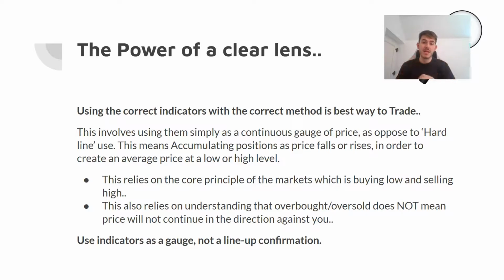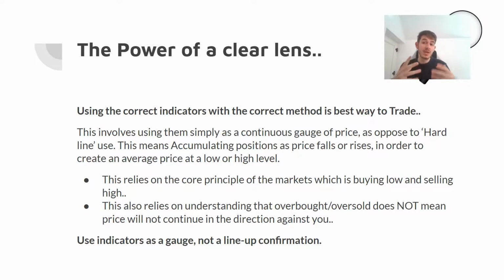But to put it simply, you want to use them as a continuous gauge of price. We're not using any hard line methods, so that means waiting for everything to line up before you hit entry, and having those overbought and oversold prices mean that's final, and your trade will just go in the right way you want when you enter it. It just doesn't work like that, and it's really dangerous to trade like that as well.